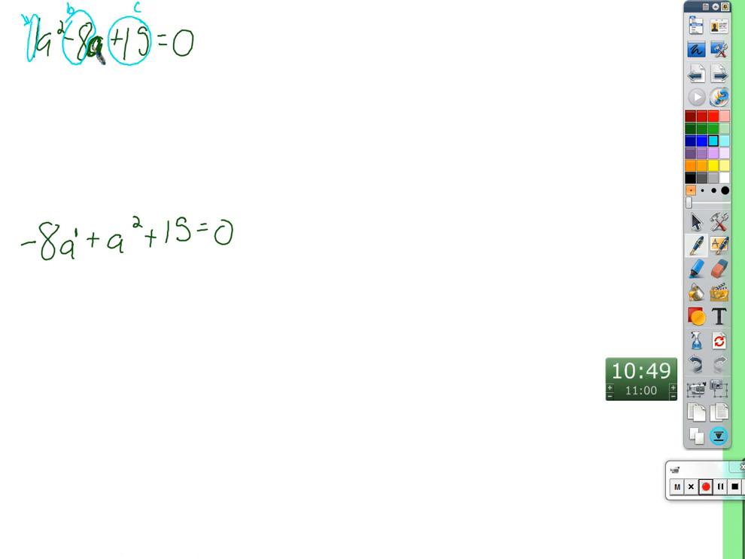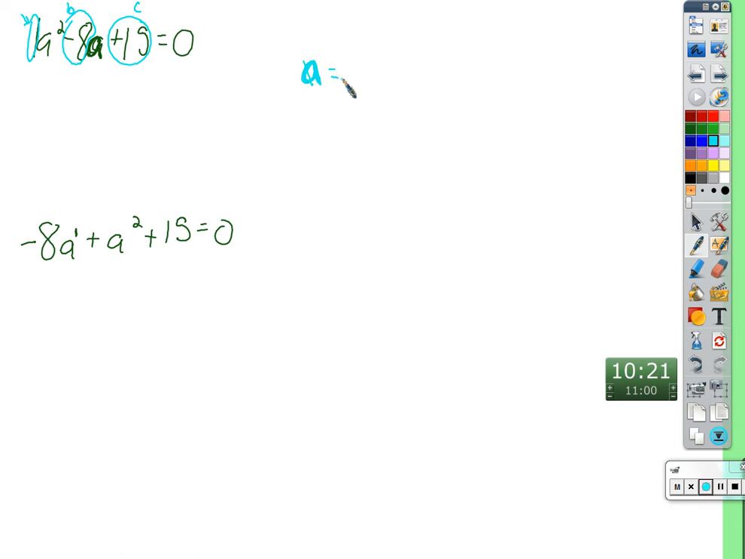Not a squared and a. Like, that's not a and b and c. A is the 1, b is the negative 8, and c is the 15. So, oh, we're not solving for x, we're solving for a. This a right here. I know it's confusing that there's an a in the quadratic formula, and a is also the variable that we're solving for, but let's work through it. It's not that bad. Just pretend like this is the x.